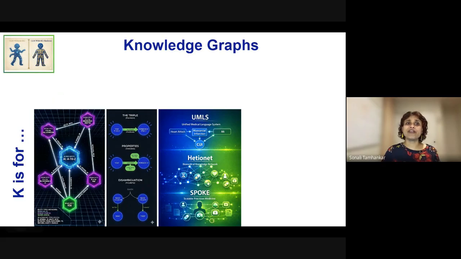Then next we have HetioNet. So this is a heterogeneous biomedical network connecting genes, drugs, diseases, and pathways. Researchers explore questions like if a drug treats one condition through certain genes, might it also work for another disease involving those same genes? And then SPOKE is Scalable Precision Medicine Open Knowledge Engine.